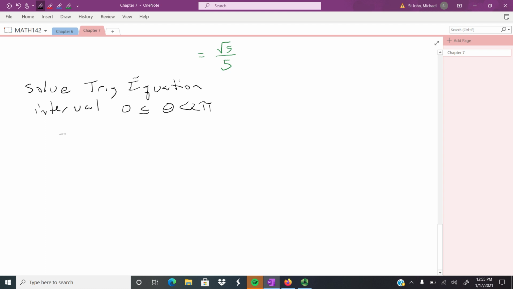And so now I got 2 sine theta plus 1 equals 0. So we want to get theta. So what we're going to do is subtract 1, right? So 2 sine theta equals minus 1. And then we're going to divide by 2. So sine theta equals negative 1/2.